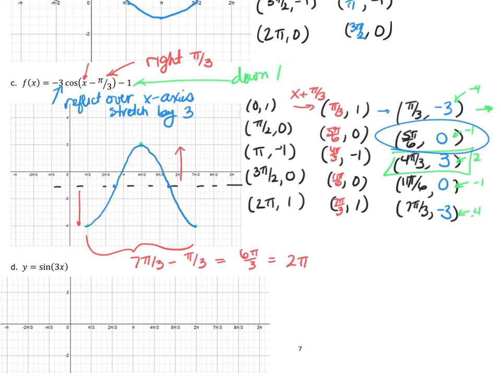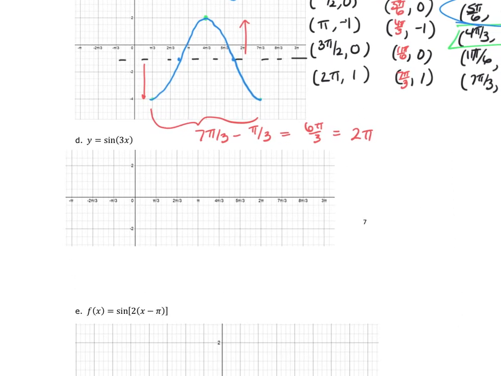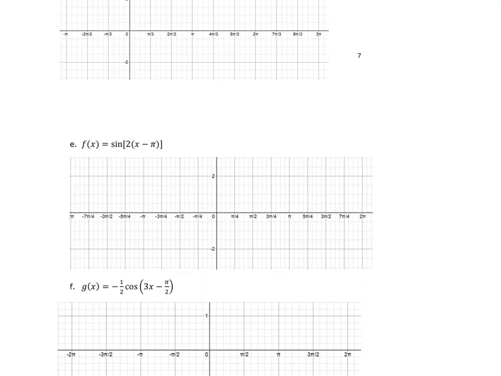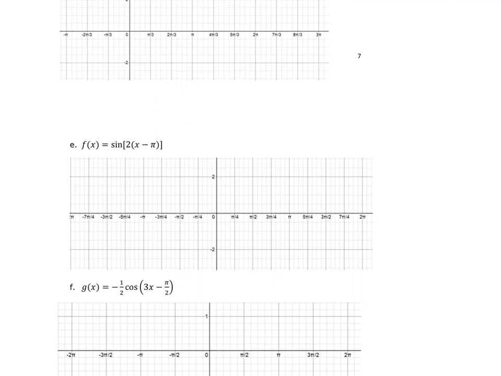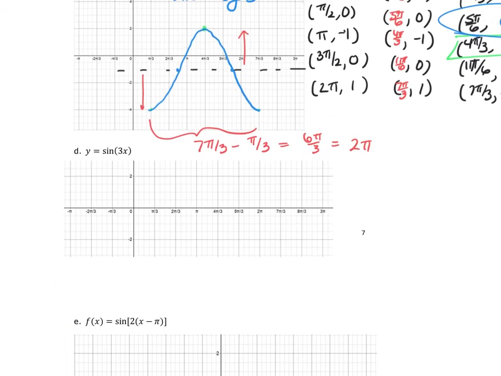Okay. So it had a baseline move, unlike the other ones, and it had a reflection across the x-axis. We did have that one on the first example. But this also had a phase shift, and it had an amplitude stretch. Okay, we're just going to quickly do this. Let's do this one. I'm going to talk about this one, though.